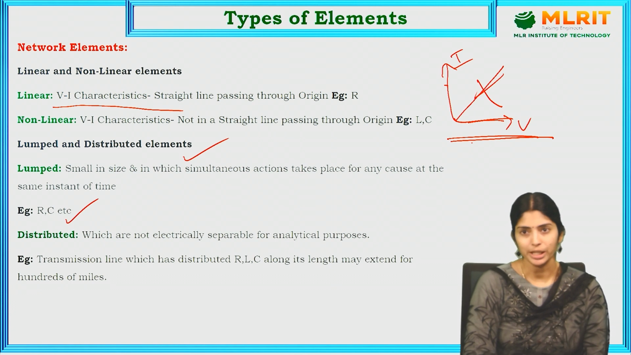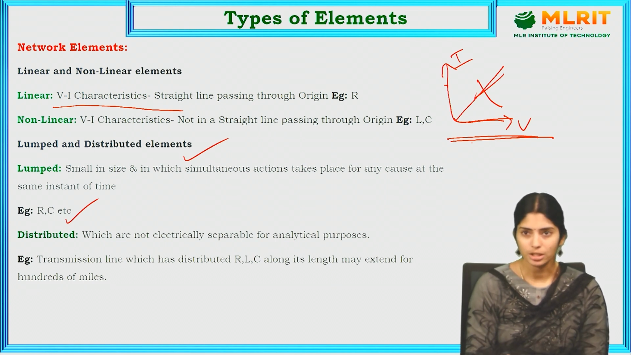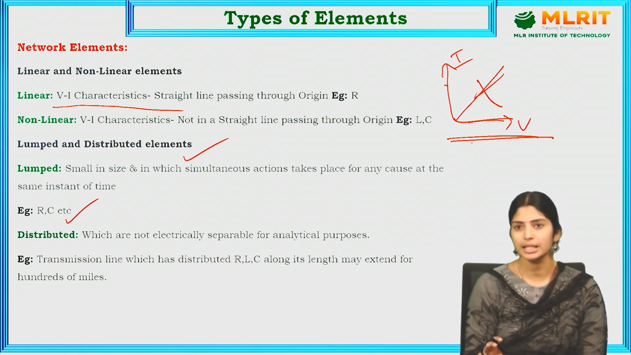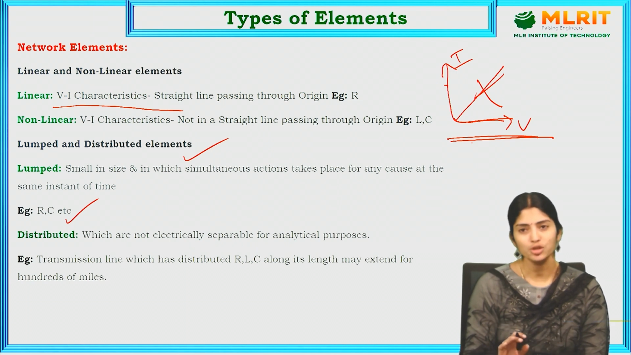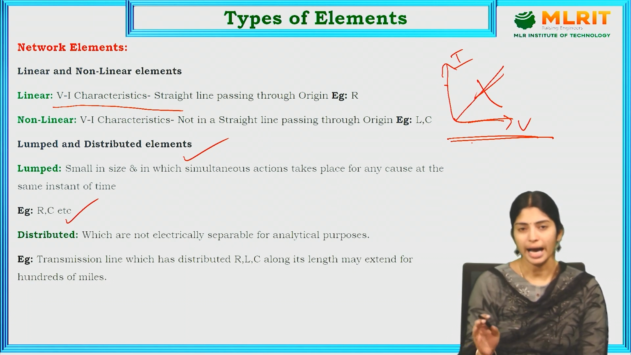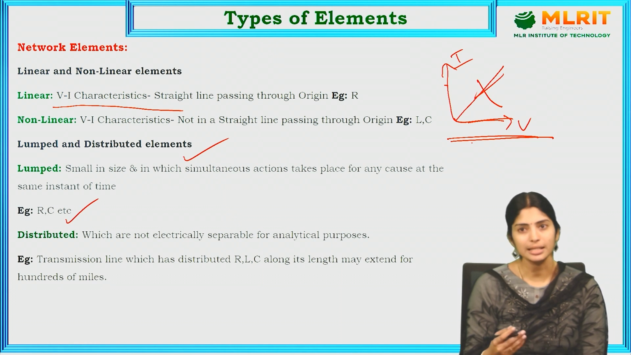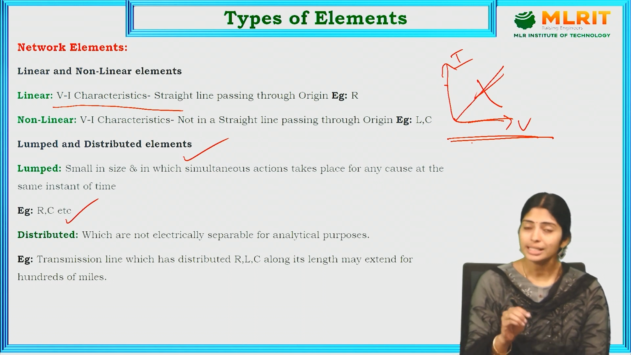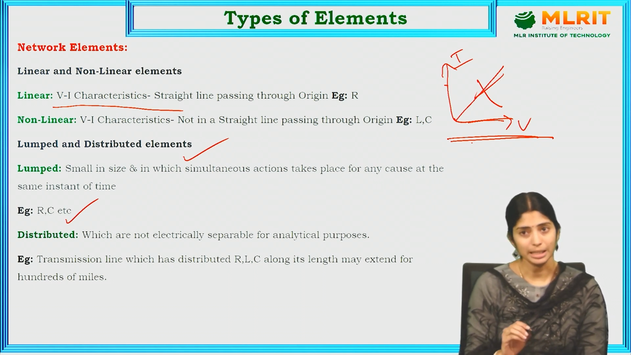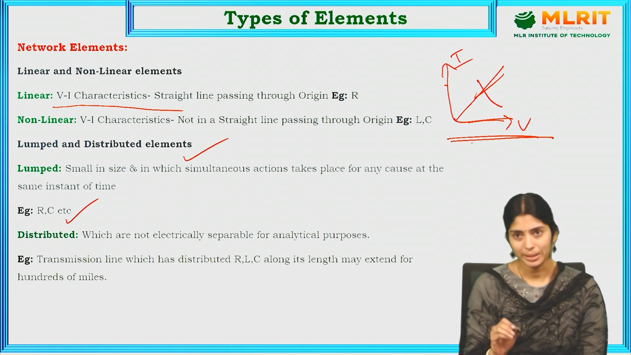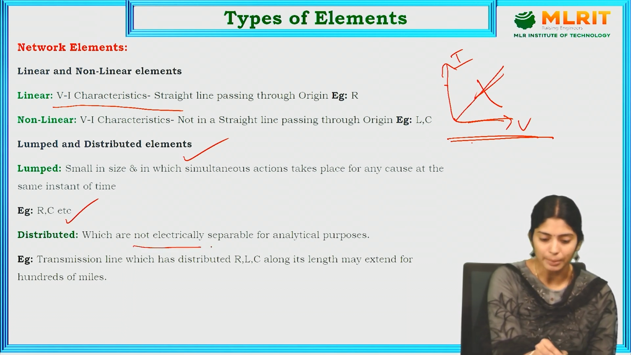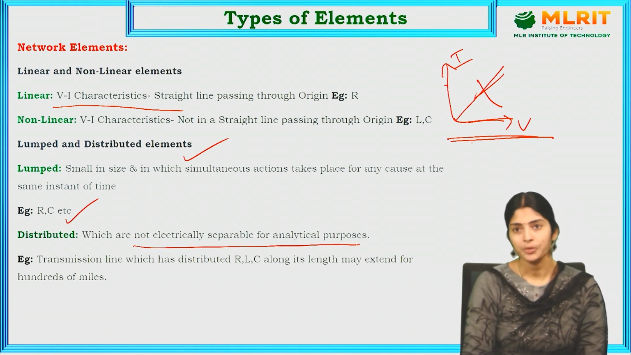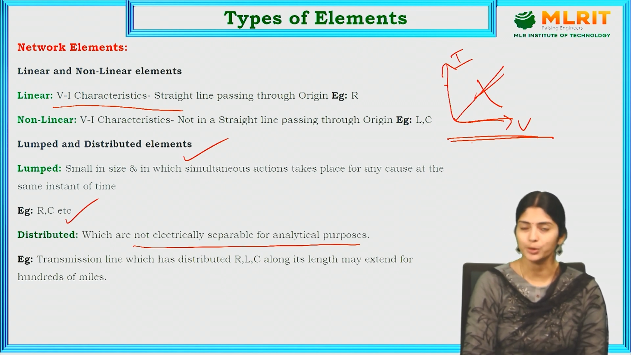Coming to the distributed elements, in order to understand them, for example, consider a transmission line. That transmission line is very long and there will be elements like resistance, inductance and capacitance throughout its length. But we can't electrically separate those terms. These types of elements are called distributed elements. That means we know that the values are present, but they are not electrically separable for analytical purposes.